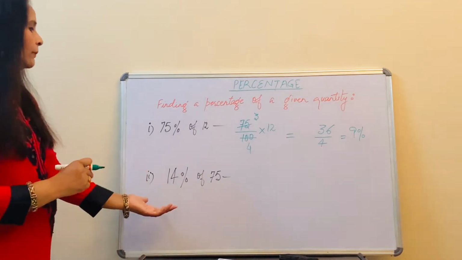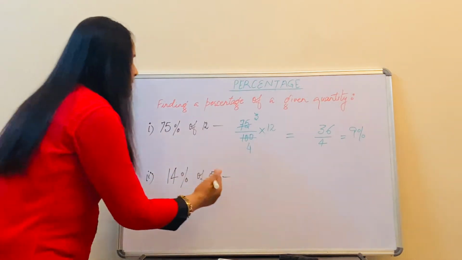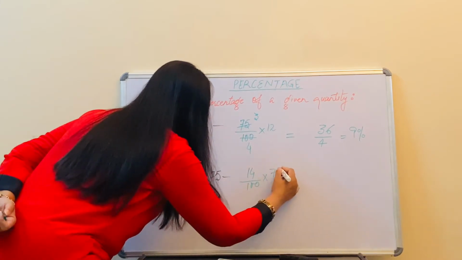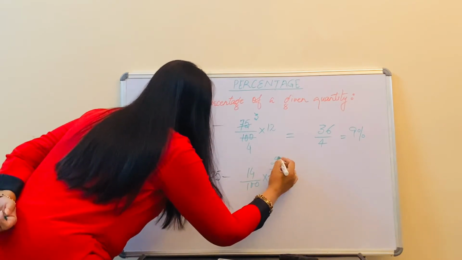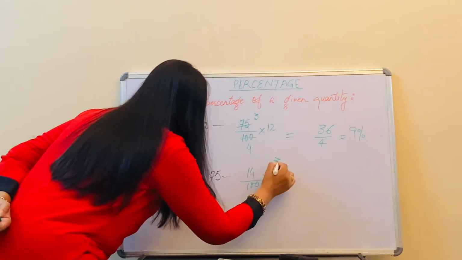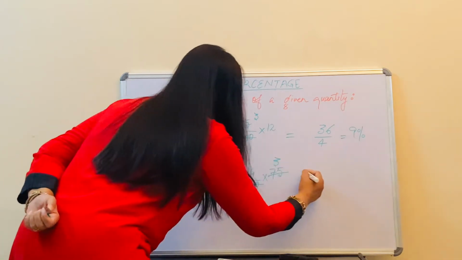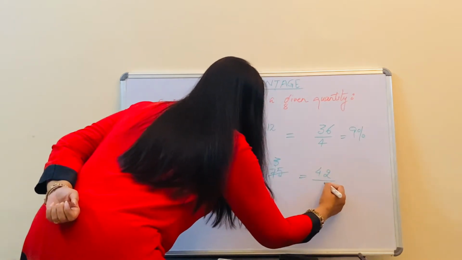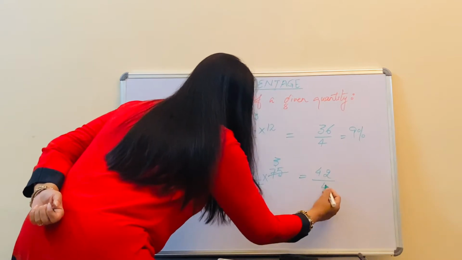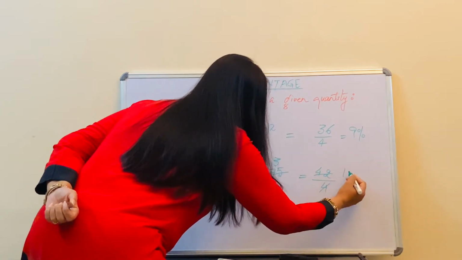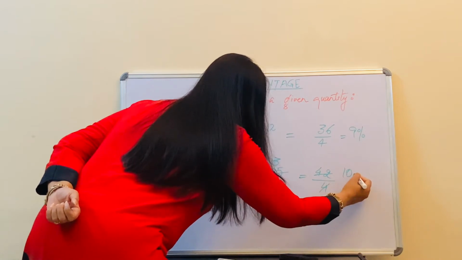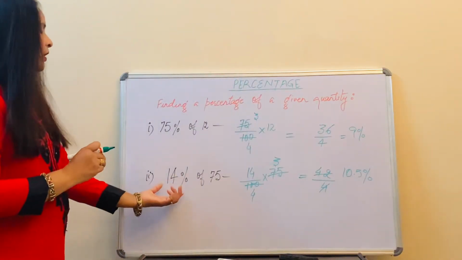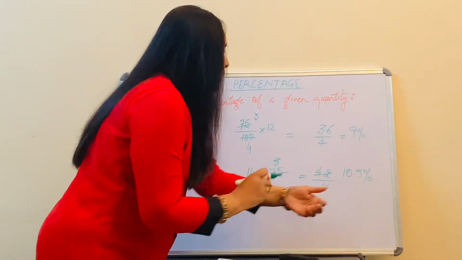Second, I am solving 14% of 75. Again in the same way, 14 divided by 100 into 75. Dividing 75 and 100 by 25, 25 3s are 75, 25 4s are 100. It comes out to be 3 4s are 12, 3 1s are 3, and 1 4 is 14, divided by 4. Dividing it, 42 divided by 4, we get 10.5. This means 14% of 75 is equal to 10.5.